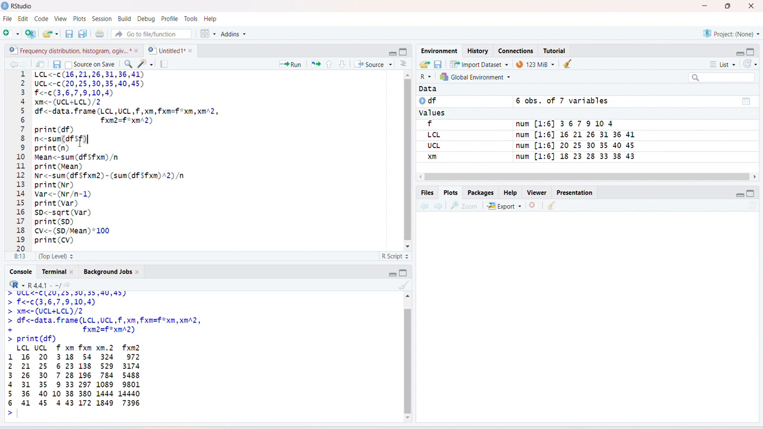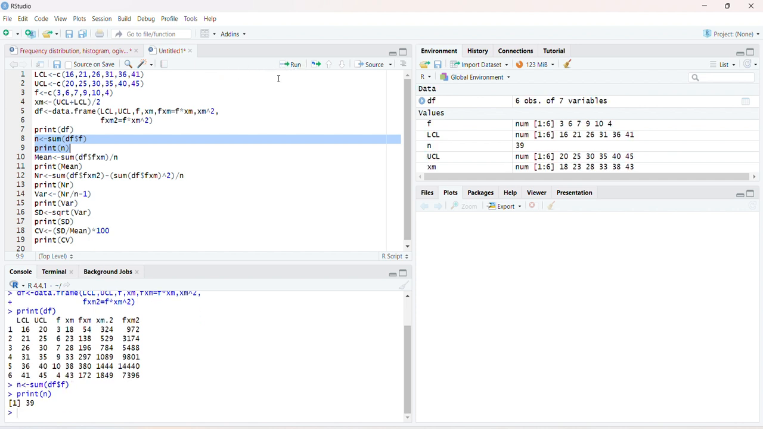So sum of df$f, what is that? That is N. Next, we will print N now. Let us see what is the sum of all these frequencies. That is what is called N. So this is 39 over.